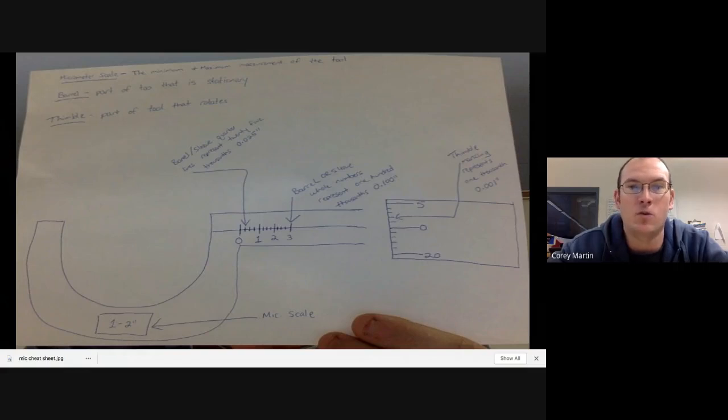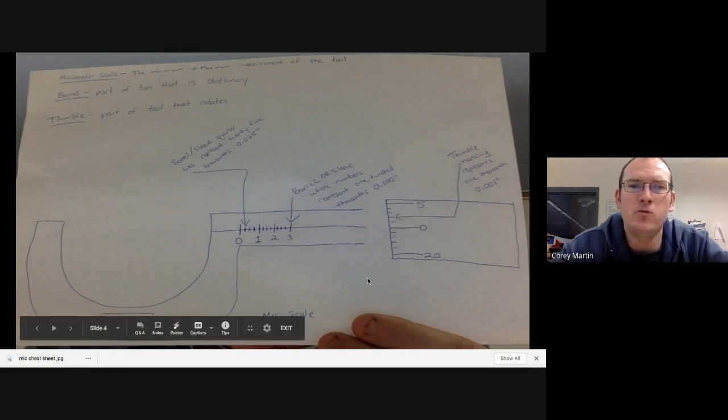These tools are accurate to 1,000th of an inch. So pretty much all of your measurements are going to be 1 point something, something, something. So we have two different things that we need to look at. We need to look here.